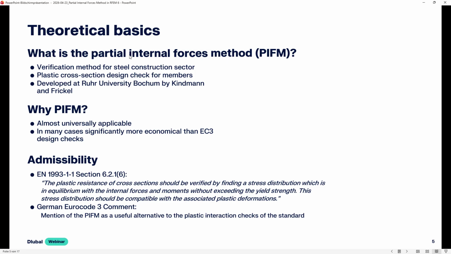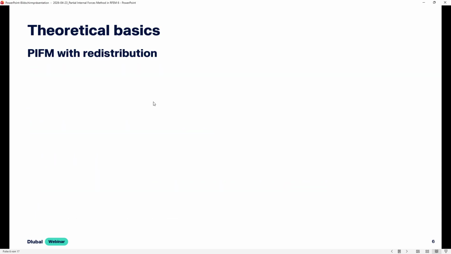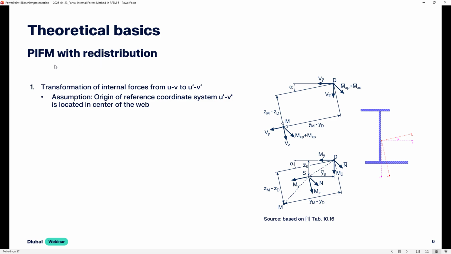Okay, now we know some basics about the PIFM and what it is. The next step would be to have a more detailed look into this method and how it works. So for that, we will have a look at the PIFM with redistribution, which is, let's say, the most common or the classic method. And this method can be split into 5 steps that we have to perform to use this method. And we will go through it step by step.